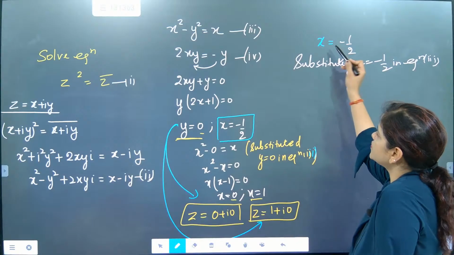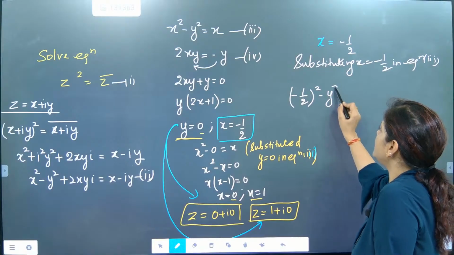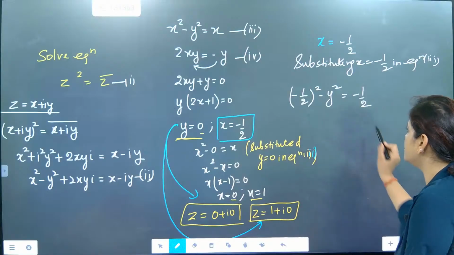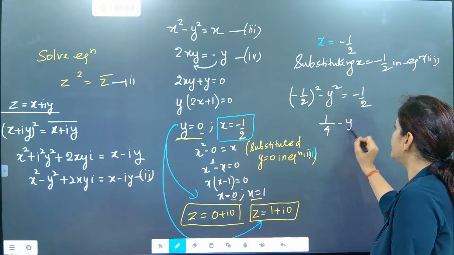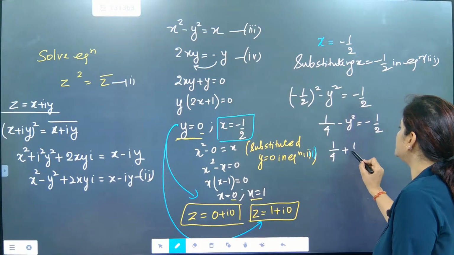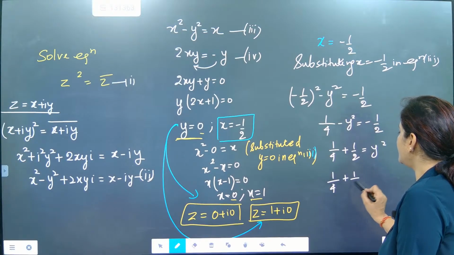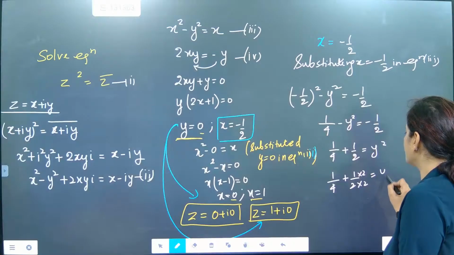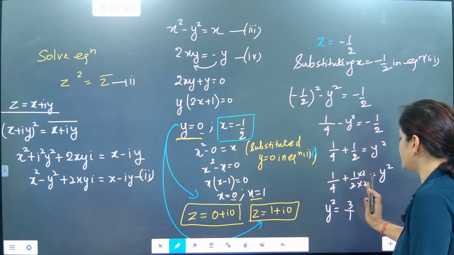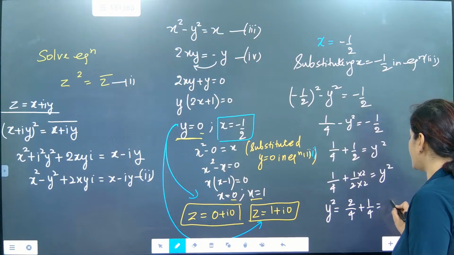Once we are substituting this in equation 3, it will come minus 1 by 2 whole square minus y square equal to minus 1 by 2, beta. Now check it very carefully how to solve it. It will come 1 by 4 minus y square equal to minus 1 by 2. Shift it, beta. 1 by 4 plus 1 by 2 equal to y square. Now multiply 2 up and down in 1 by 4 and you get 2 by 4 plus 1 by 4. That is 3 by 4.